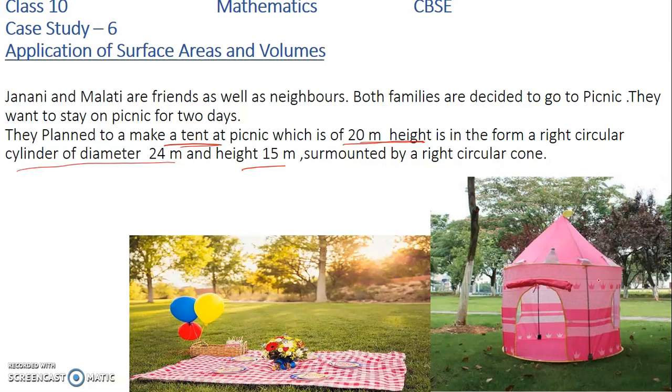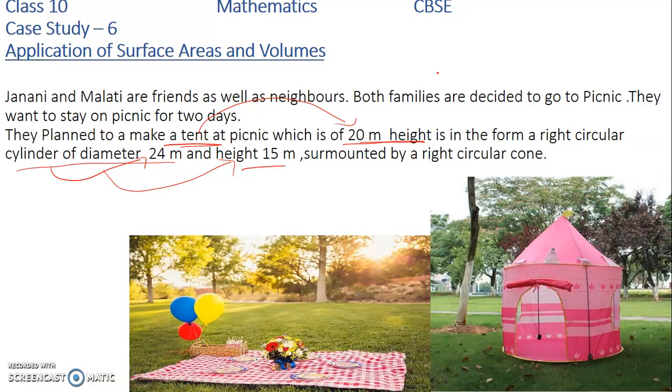See, this is the tent. Observe the bottom part. It is in the form of a cylinder. The cylinder diameter is 24 and the cylinder height is 15. That is the point they gave. After that, the total height of the tent is 20 meter, as they gave in the question.